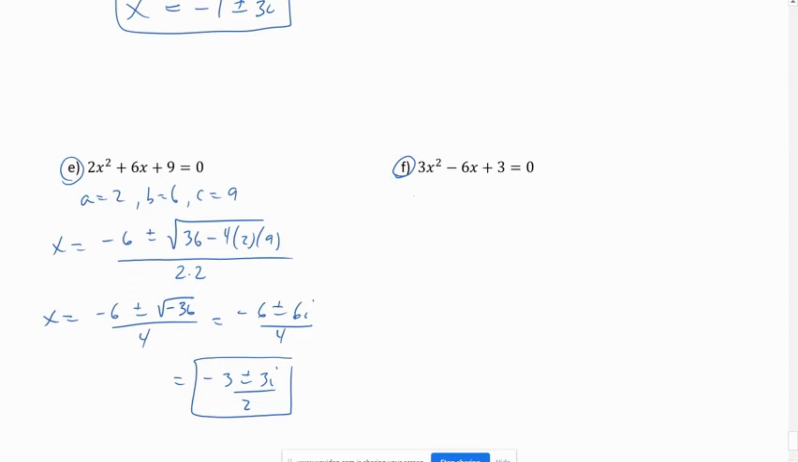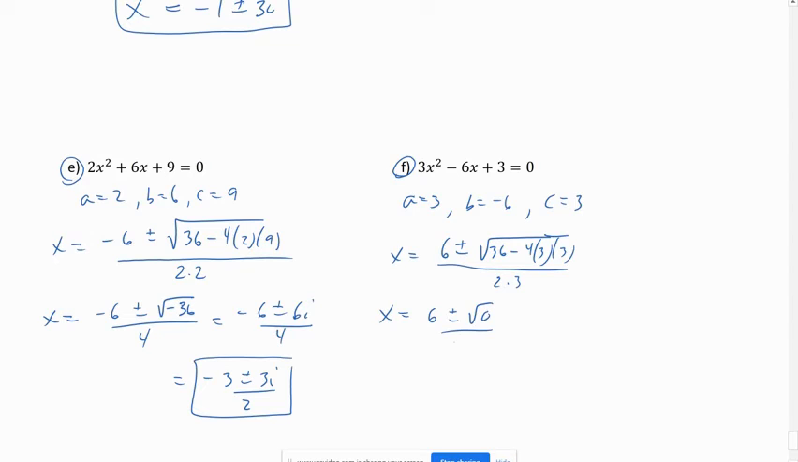For problem F, we have a equals 3, b equals -6, c equals 3. So x equals the opposite of b plus and minus the square root of b squared minus 4 times a times c over 2 times a. So x equals 6 plus and minus the square root of 0 over 6. We just get 1. So x equals 1.